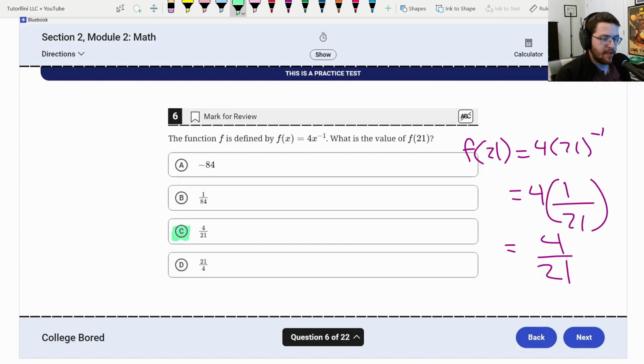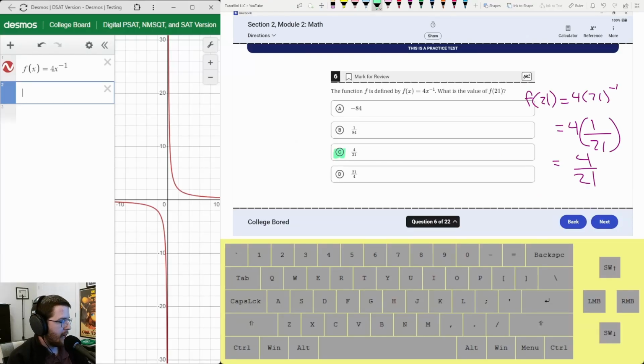We can also do this one entirely on Desmos. Let's go do that. Okay, so I have the function typed in. Now we are going to just type in f of 21, and then we'll click on the fraction button. And we also get 4 over 21.